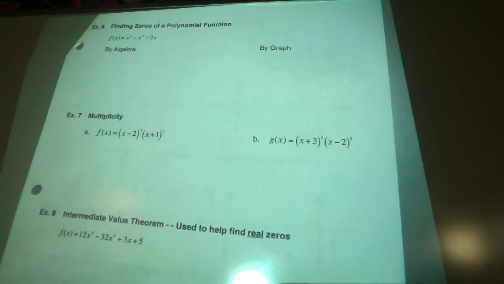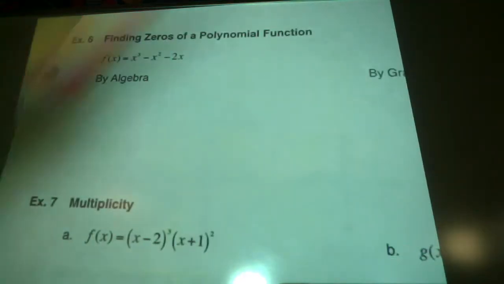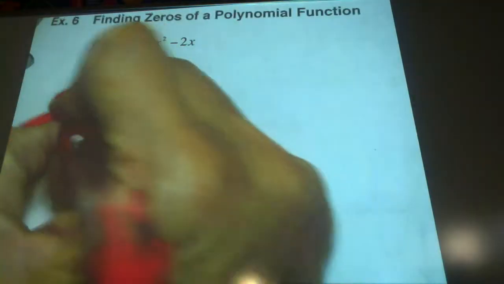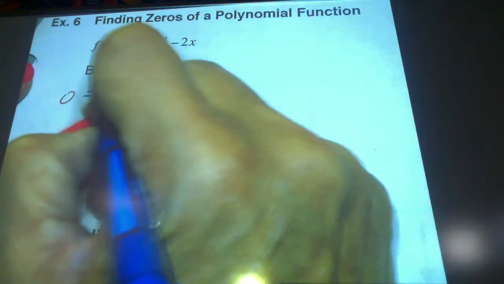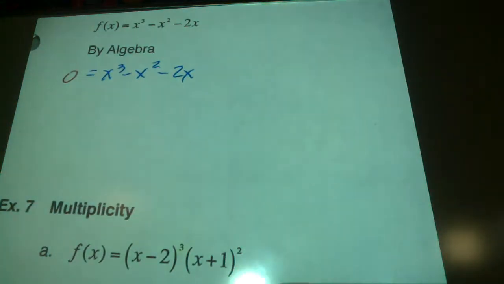So let's start. What's the first thing I should do when I'm finding the zeros by hand? Yeah, set f of x equal to 0. So we'll start there. f of x is 0, and I've got x cubed minus x squared minus 2x. Then what are you going to do?